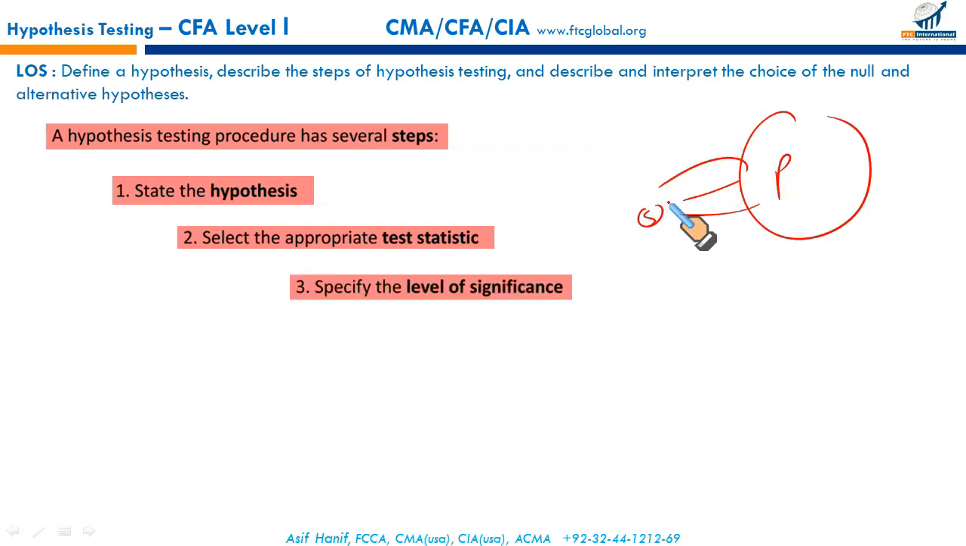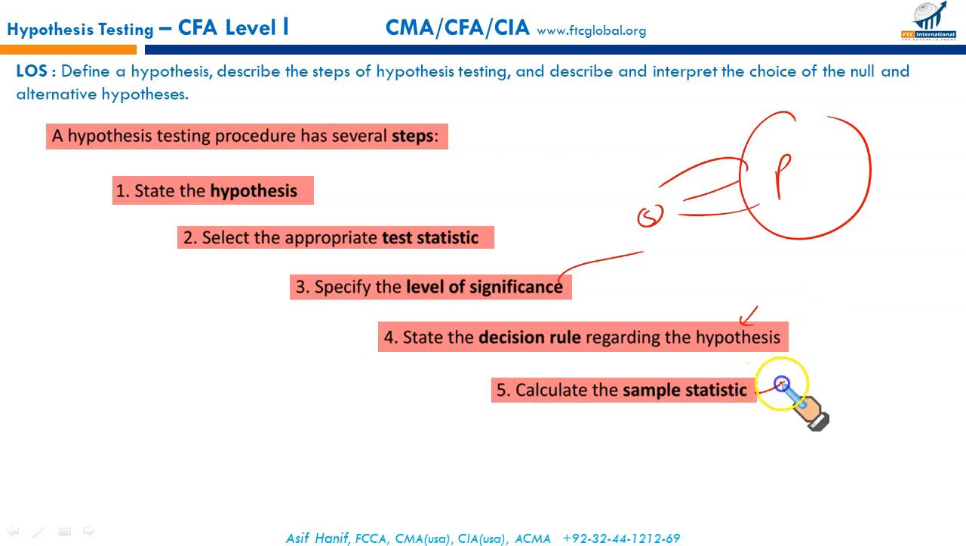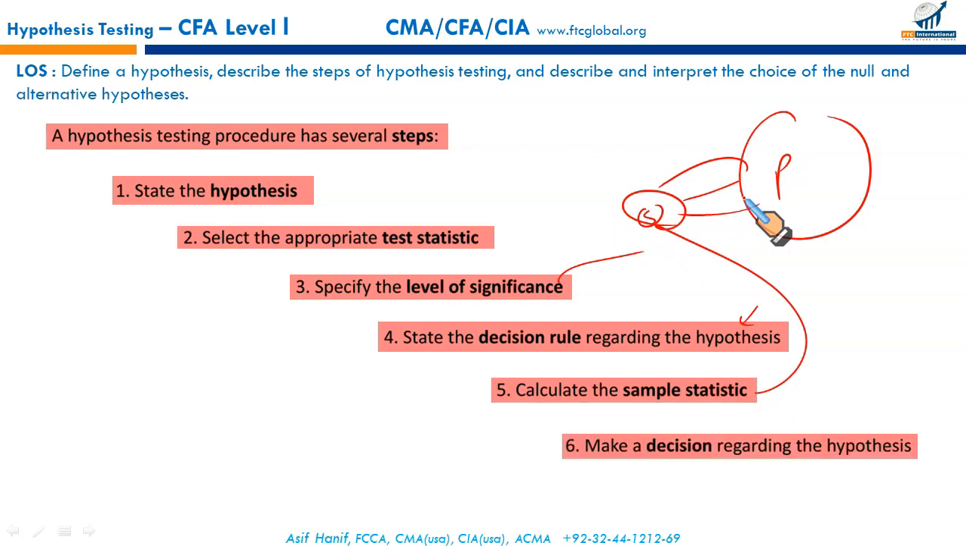Then specify the level of significance. We'll discuss this. 1%, 5%, 10%. After we have specified the level of significance, we will state the decision rule. All these steps will be discussed as we go along. State the decision rule regarding the hypothesis. Then the next step is calculate the sample statistic, the sample mean or something that we are interested in. And finally, based upon the sample statistic, we will make a decision regarding the hypothesis, whether it was correct or incorrect.